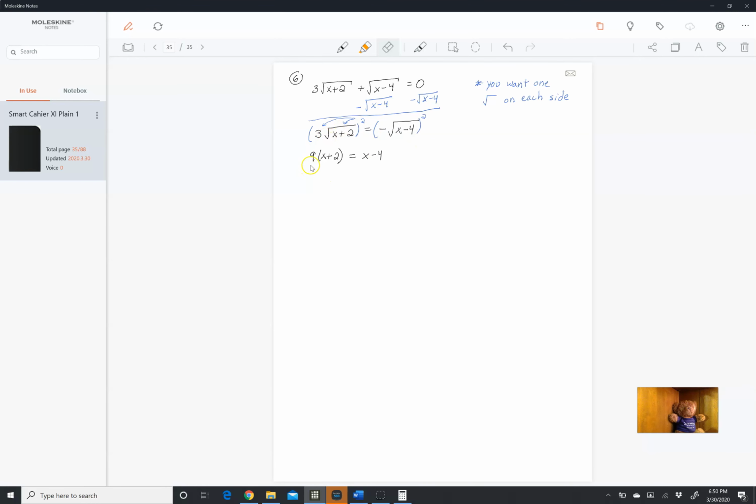Okay, so the 9 came from 3 squared. The square root of x plus 2 squared is just x plus 2. That needs to go in the parentheses. Here, a negative squared becomes a positive, and the square root of x minus 4 is just x minus 4. Okay. Now this is a linear equation, so the next thing that you would want to do is distribute your 9.